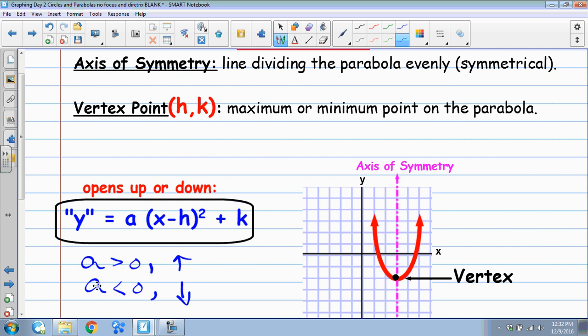And the first thing you do is look at whether it's x equals or y equals. If it's y equals, that means it either opens up or down, in line with your y-axis. Meaning, y is your non-squared term. Any questions?